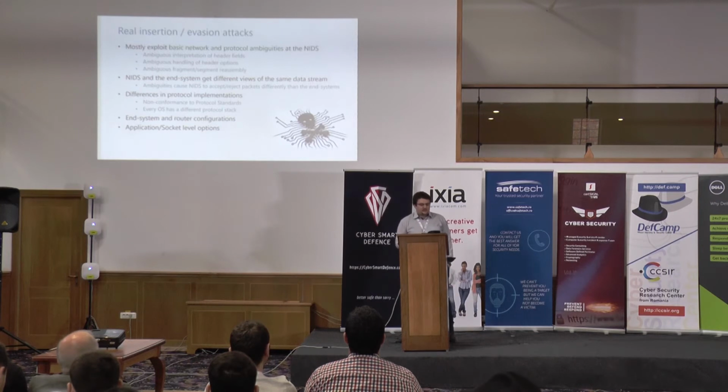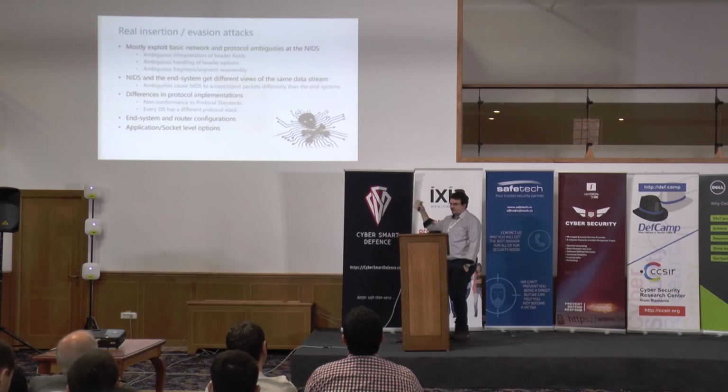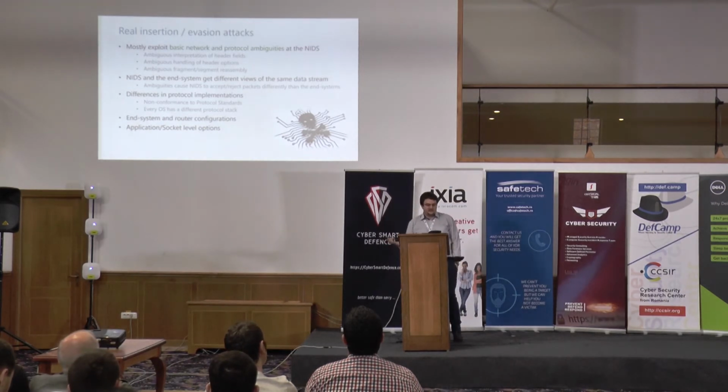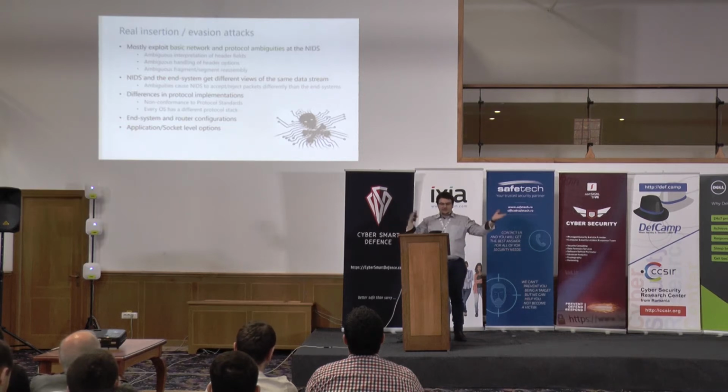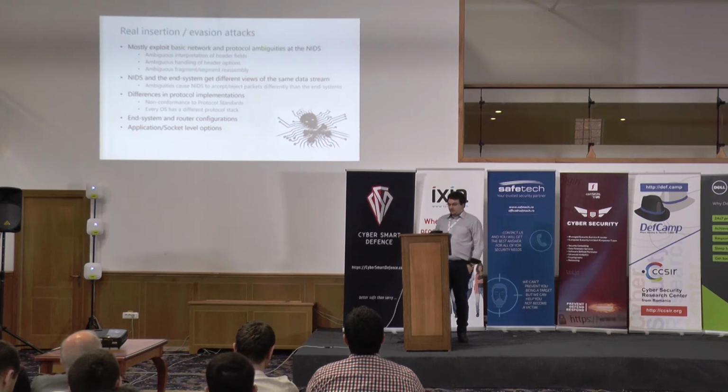The real insertion or evasion attacks are usually exploiting basic network and protocol ambiguities, either in the header fields, in the way those header options are handled, or in fragment or segment reassembly. So if the IDS and the end system differ in the ways they handle these things, you might run into insertion or evasion vulnerabilities. There are differences in protocol implementation. Because why stick to standards when you can reinvent the wheel?